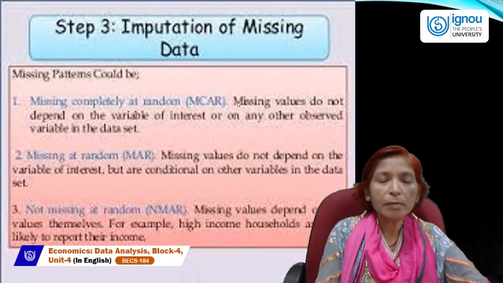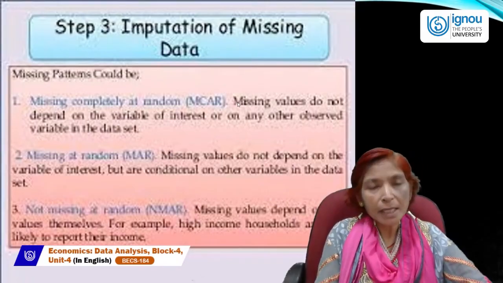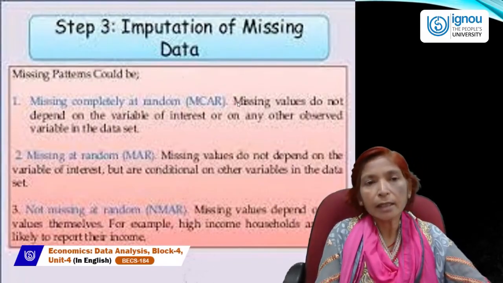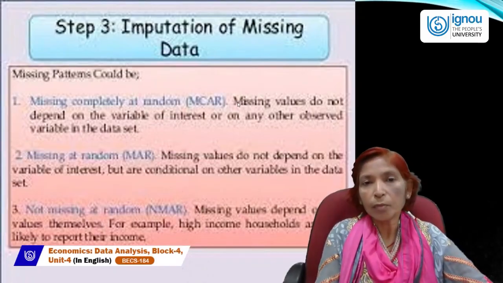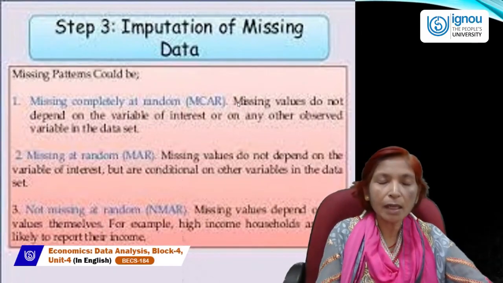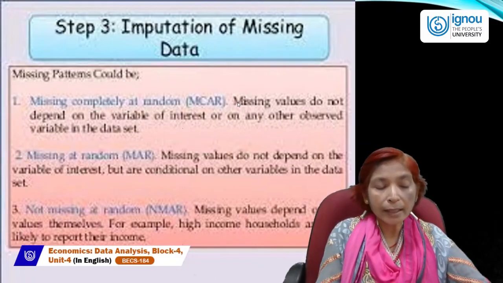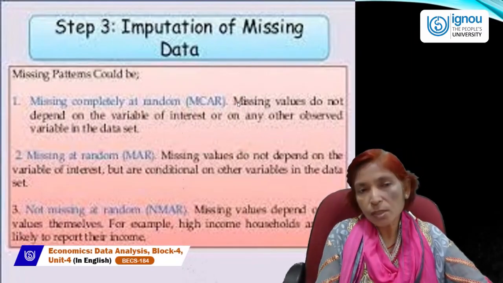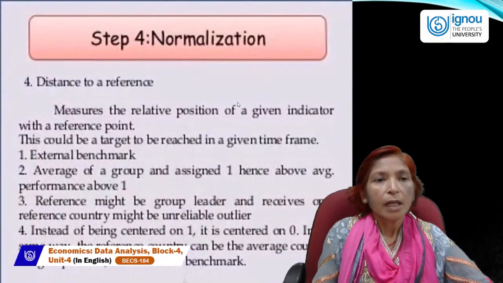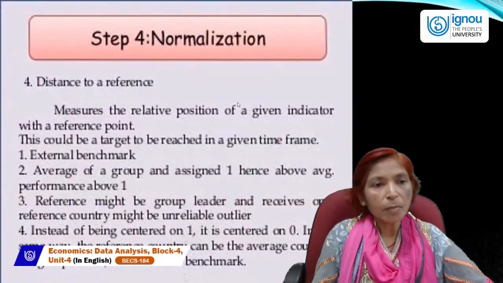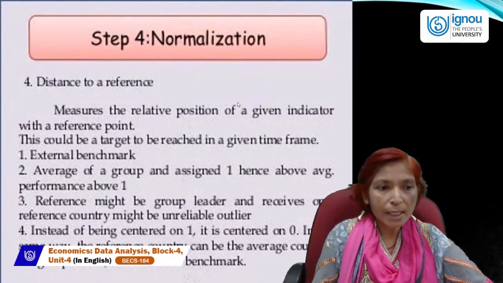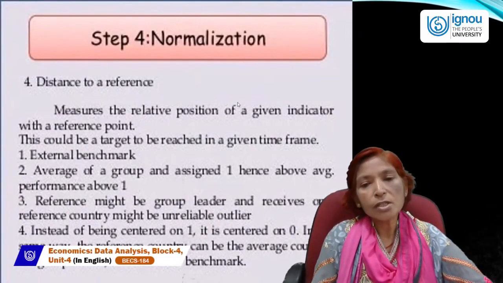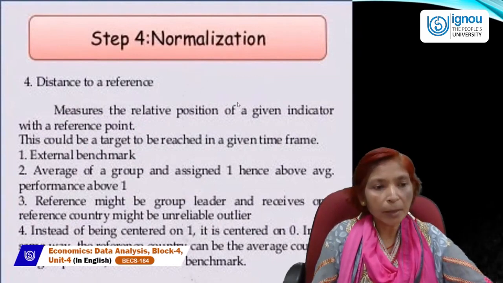So something can be missing while collecting data and while we are analyzing the data, that is called imputation of missing data. How can we impute the data which is missing? Next, normalization. Normalization generally measures the relative position of a given indicator with a reference point. This could be a target to be reached in a given time frame.